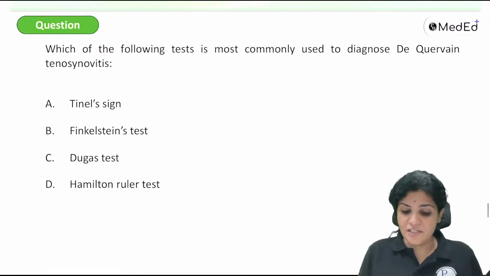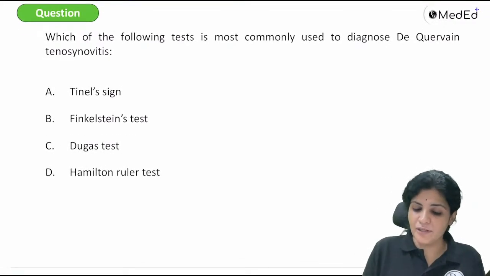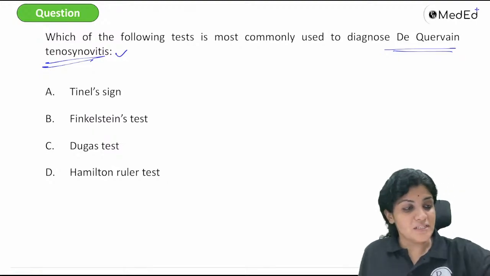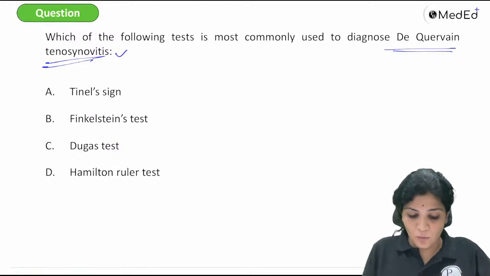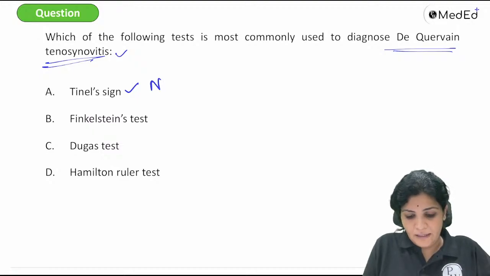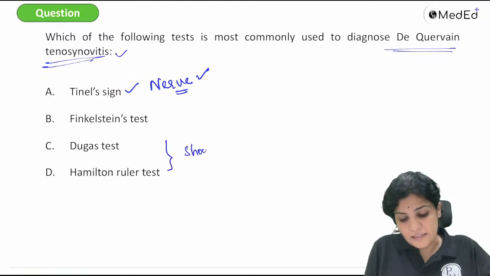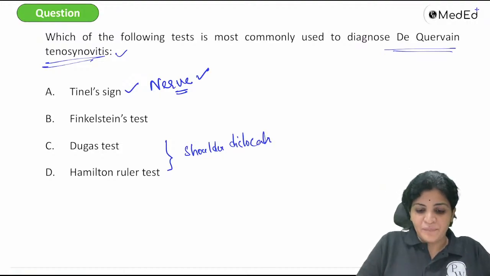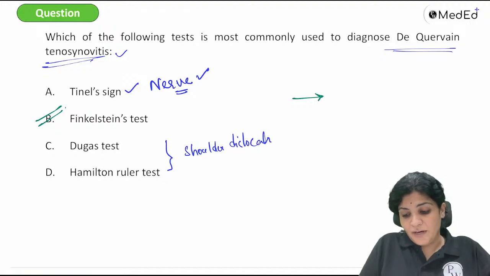Okay, de Quervain tenosynovitis. We will move a little faster because I think you people are all tired. For de Quervain tenosynovitis, we already know that the Tinel sign is not for these structures, because Tinel sign is for the nerves, and we know the Dugas test is for shoulder dislocation. So we are left with only one thing, your Finkelstein's test. This Finkelstein's test is used for diagnosis of de Quervain's.